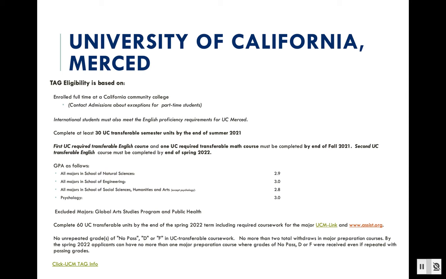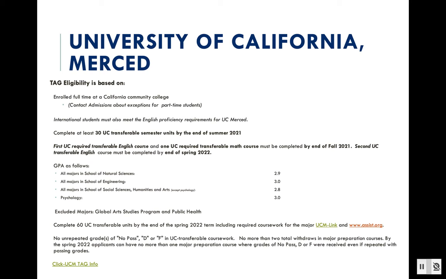So the GPA requirement for all majors in the School of Natural Sciences is a 2.9. All majors in the School of Engineering is a 3.0. All majors in the School of Social Sciences, Humanities, and Arts, except psychology, is a 2.8, and then psychology is a 3.0.